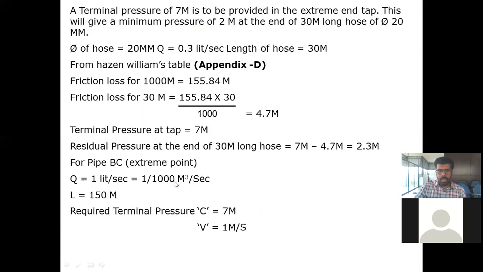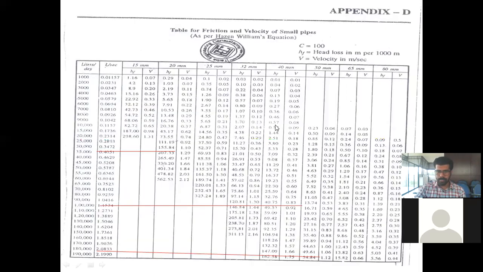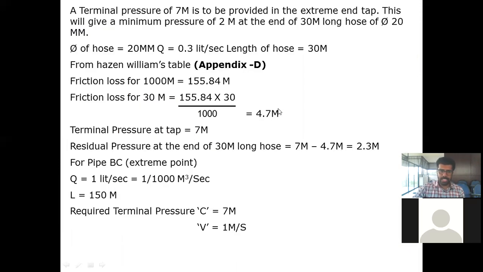And what is the length? Length of BC is how much? 150. From here to here, this is 150. So length is given as 150. Discharge is given as 1 liter per second. We are going to find the pipe size.